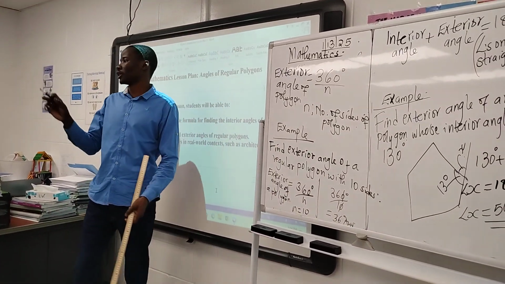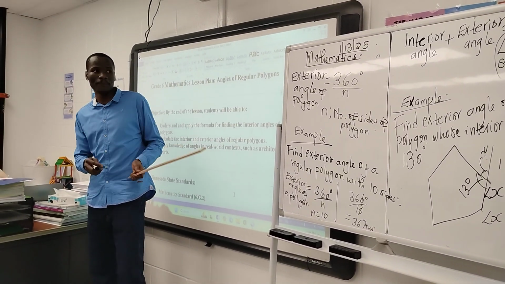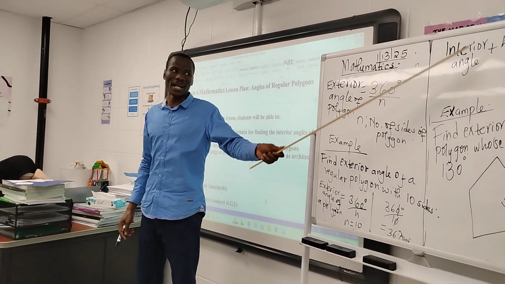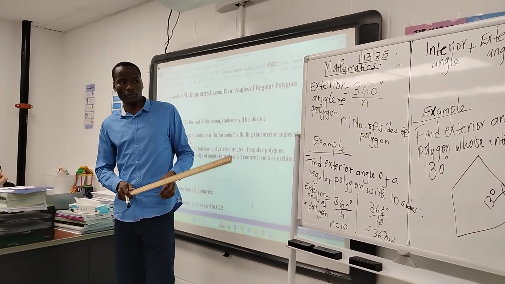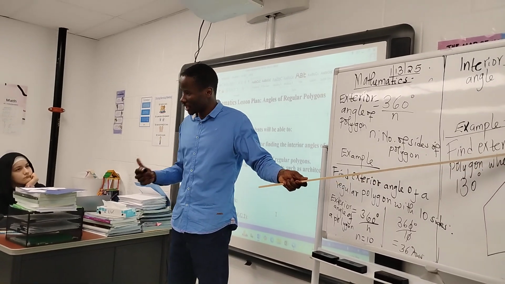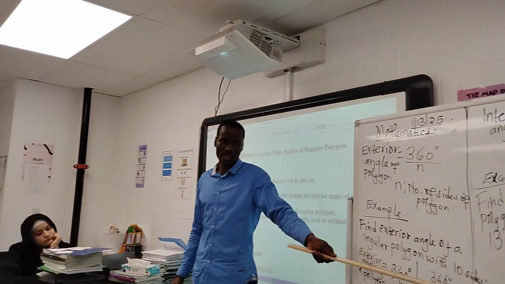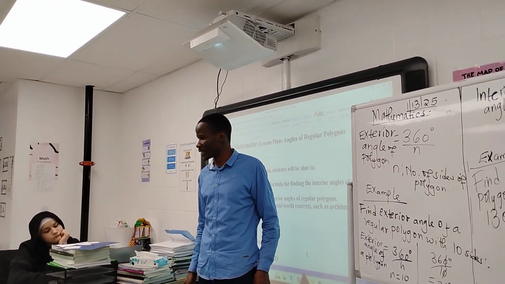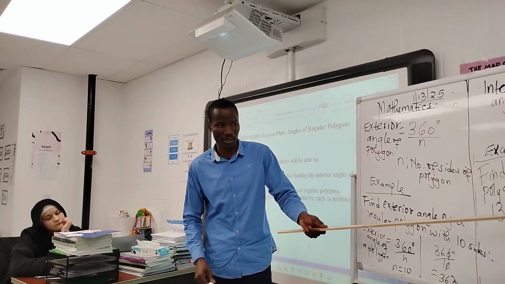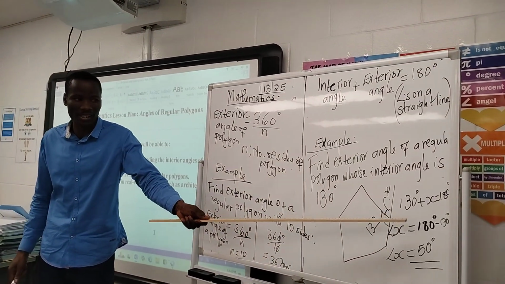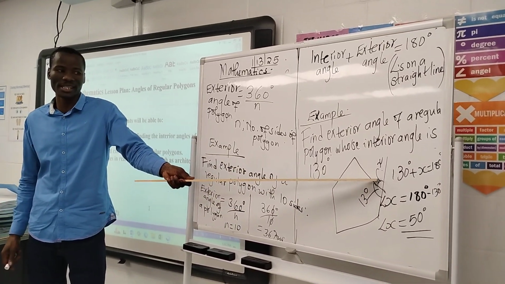So I have given you two alternatives. One alternative of finding the exterior angle is here: interior angle plus exterior angle is equal to 180 degrees. So if you have been given an interior angle, you are looking for the exterior angle, simply say angles on a straight line add up to 180 degrees. Therefore, you subtract. You take the interior angle, subtract it from 180 degrees to find the missing angle, which is the exterior angle.